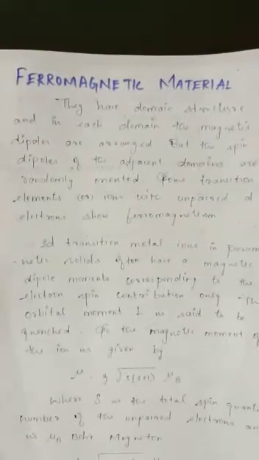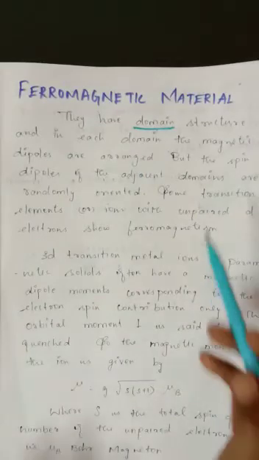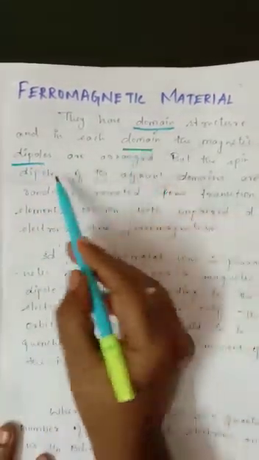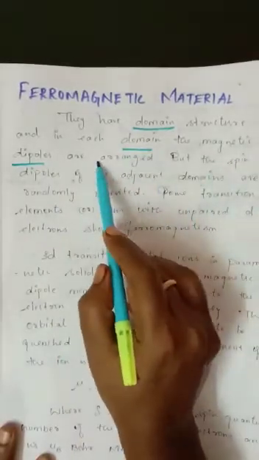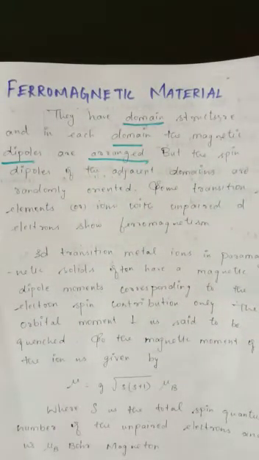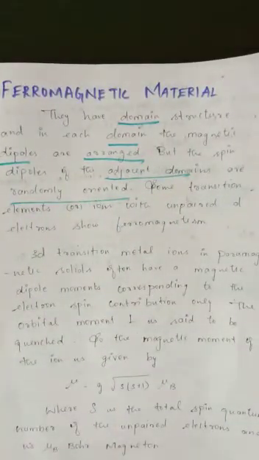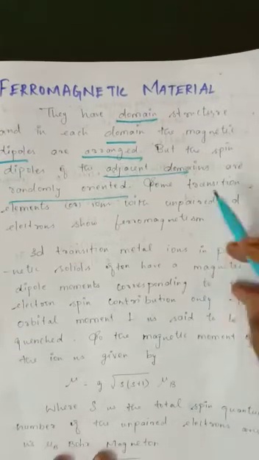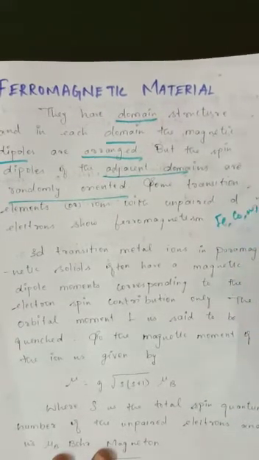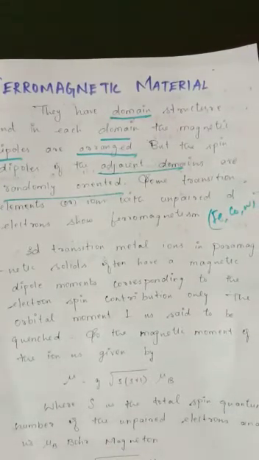Right, now next we are going to see ferromagnetic materials. Some of the materials are an exception here. Some materials may have a domain structure. What is meant by domain structure? Each domain has magnetic dipoles because of unpaired electrons, and the spin dipoles of adjacent domains are randomly oriented. Some transition metals are strongly magnetic in nature, for example iron, cobalt and nickel. These elements are said to be ferromagnetic materials.